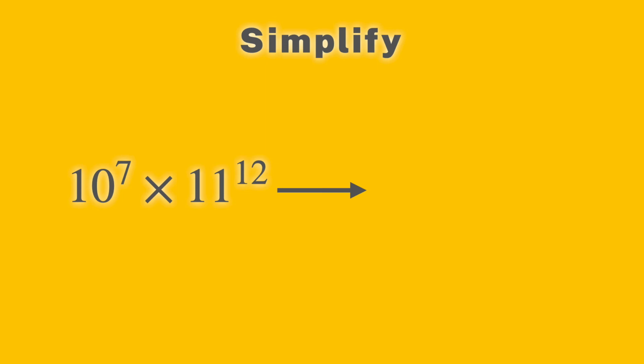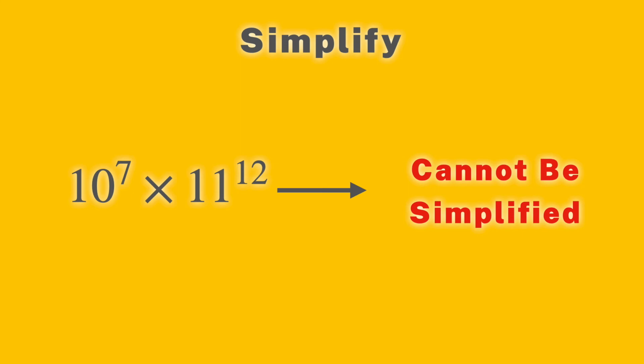Here I have 10 to the power of 7 times 11 to the power of 12. This cannot be simplified because the bases are not the same.